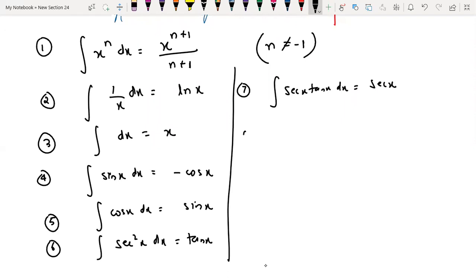Formulas याद नहीं होंगे तो कोई problem नहीं है. You can see them from this list. E raised to power x का integration will be e raised to power x. So these are some standard formulas based on which we can integrate.